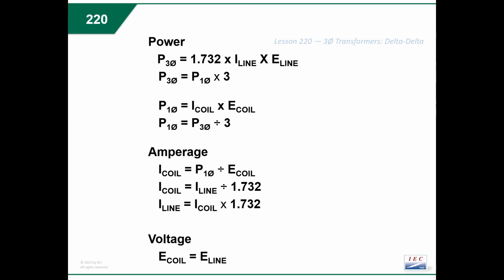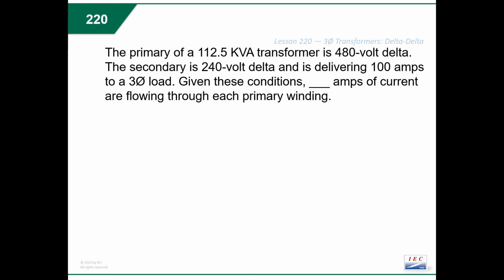So I know that was a lot. Let's throw an example in here, okay? In this case, the primary of a 112.5 kVA transformer is 480 volts delta. The secondary is 240 volt delta and is delivering 100 amps to a 3-phase load. Given these conditions, blank amps of current are flowing through each primary winding.